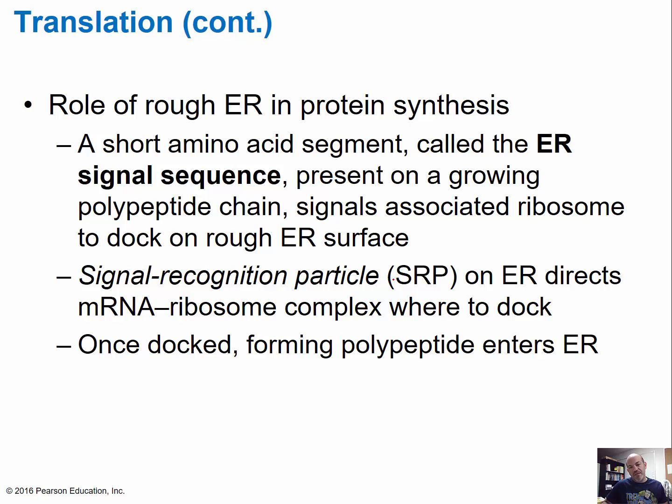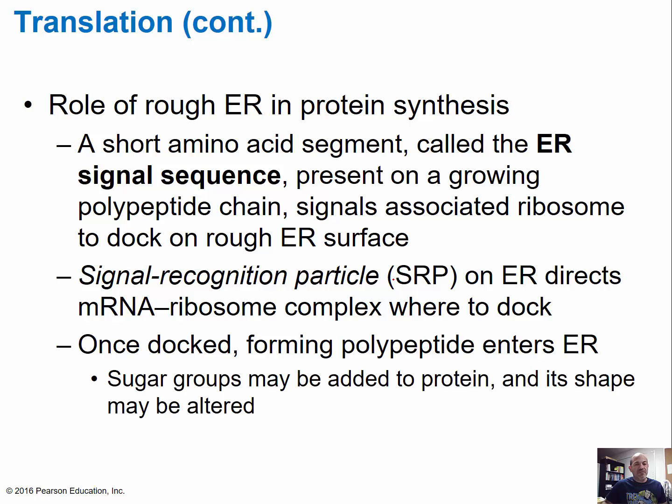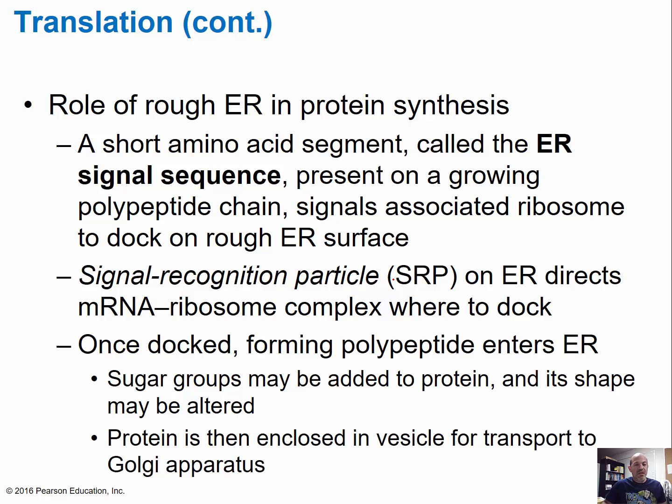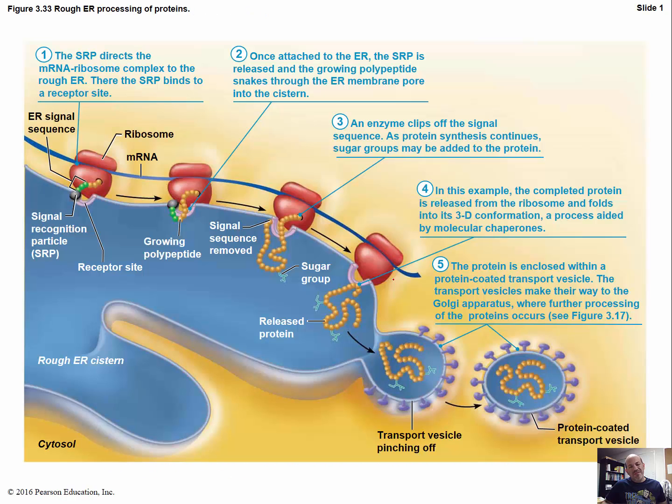So as the polypeptide is formed, instead of the chain being free in the cytoplasm, it's going to enter the ER. And so sugar groups may be added to the protein and its shape altered while it's in there in the endoplasmic reticulum. The protein is then going to be enclosed in a vesicle for transport to the Golgi apparatus for further modifications and packaging. This is probably easier described on this diagram here.